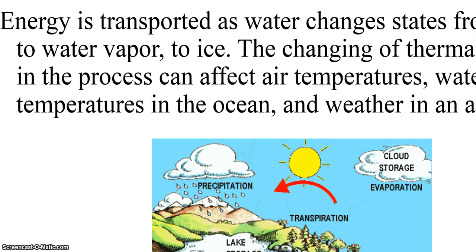In this part, energy is transported as water changes states from water to water vapor to ice. The changing of the thermal energy in the process can affect air temperatures, water temperatures in the ocean, and weather in an area. So energy is one of the things that's transported by the water cycle.